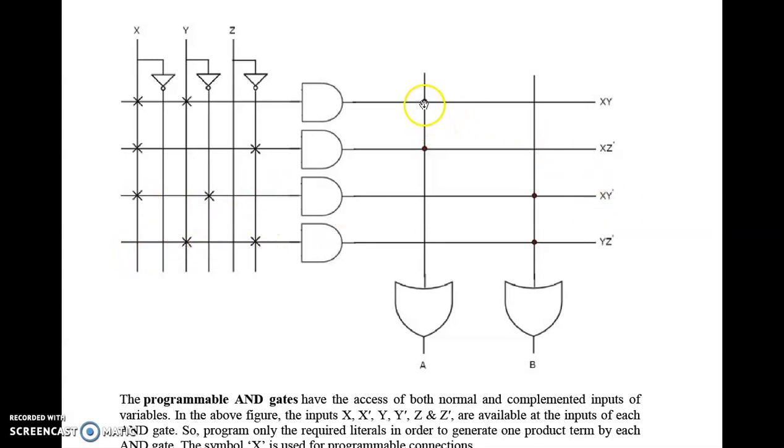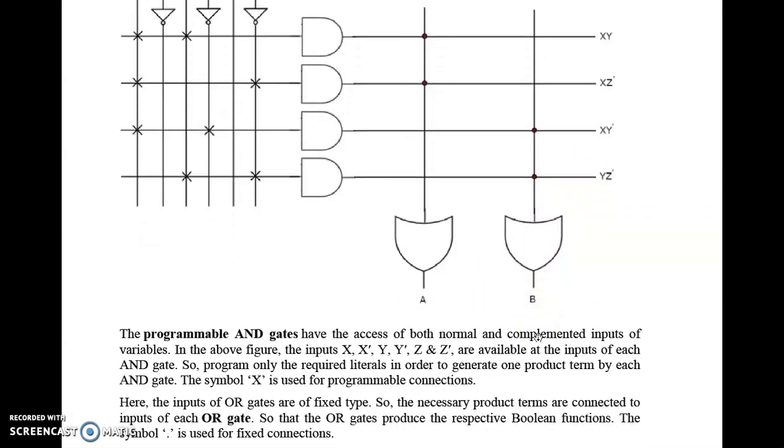So here these are the fixed ORs. Here the first two terms go to the fixed OR for A, and the other, xy bar and yz bar, go to another fixed OR. So we'll get A and B as the fixed OR outputs.